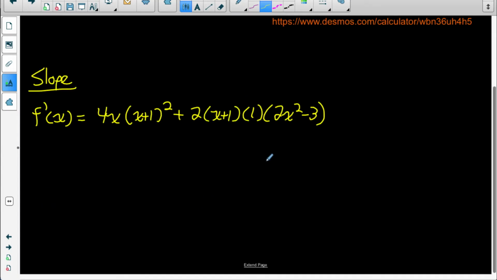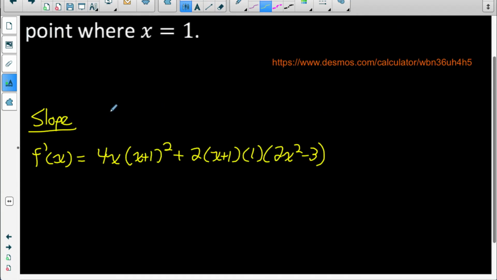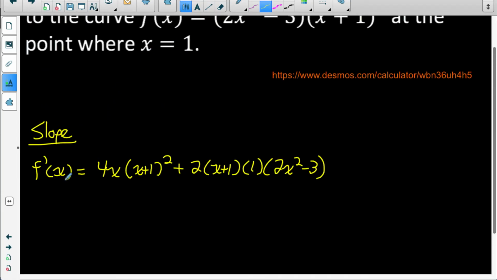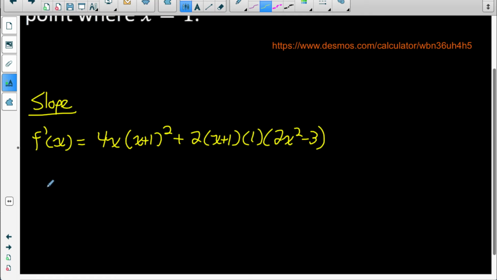It's not simplified, but that is the derivative. I technically don't have to simplify it for this question because all I'm interested in is the slope when x is 1, so I just have to plug 1 into this equation. I'll simplify it just for fun though. So if we simplify this up, I could common factor a 2 and an (x plus 1) from both of my terms, right?